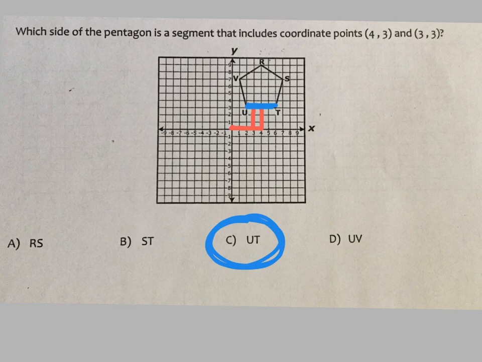UV is way over here. We don't have any points on that line. ST over here. There's no points on that line either. And RS, that's way up here, and our points are not on that line segment. Both of our graphed coordinate points are on UT.